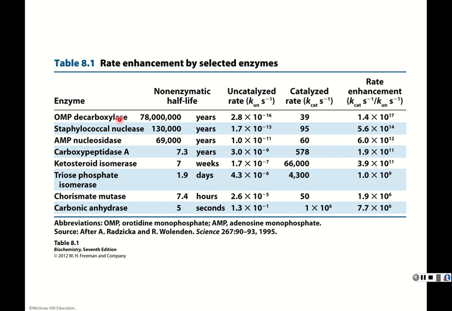So for this reaction that OMP decarboxylase catalyzes, the non-enzymatic half-life is 78 million years. Okay? And the uncatalyzed rate there is shown as 10 to the negative 16th, so very, very slow. Well, the catalyzed rate now becomes 39. Okay, so that's not the biggest number, but compared to what it was here, that's a huge improvement. So the enhancement of that is something like 10 to the 17th. So some of these enzymes can speed up a reaction very, very quickly.